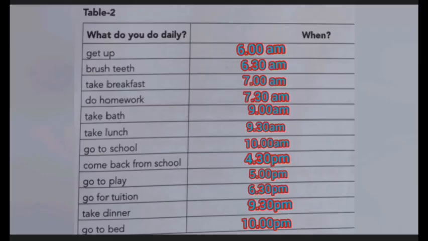In table 1, we discussed what Gopal does daily, Gopal's daily routine. Gopal gets up at 6 a.m. Gopal brushes his teeth at 6:30 a.m. But here, the question we have to use is in second person, you. What do you do daily? The answer will be I do. When do you get up? I get up. When do you go to school? I go to school. The subject of the answer is I.